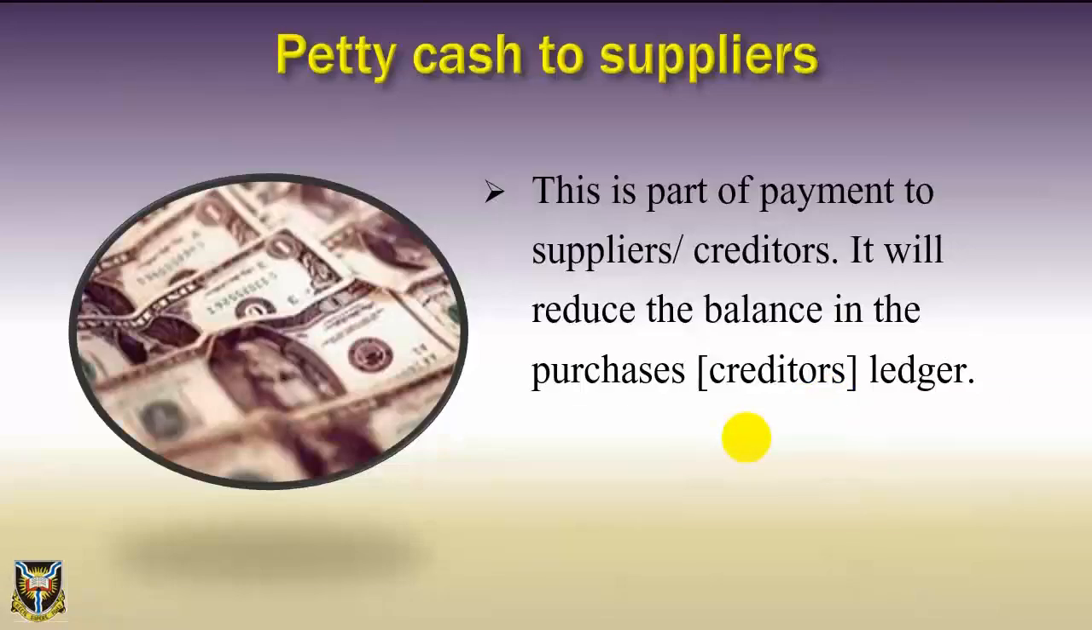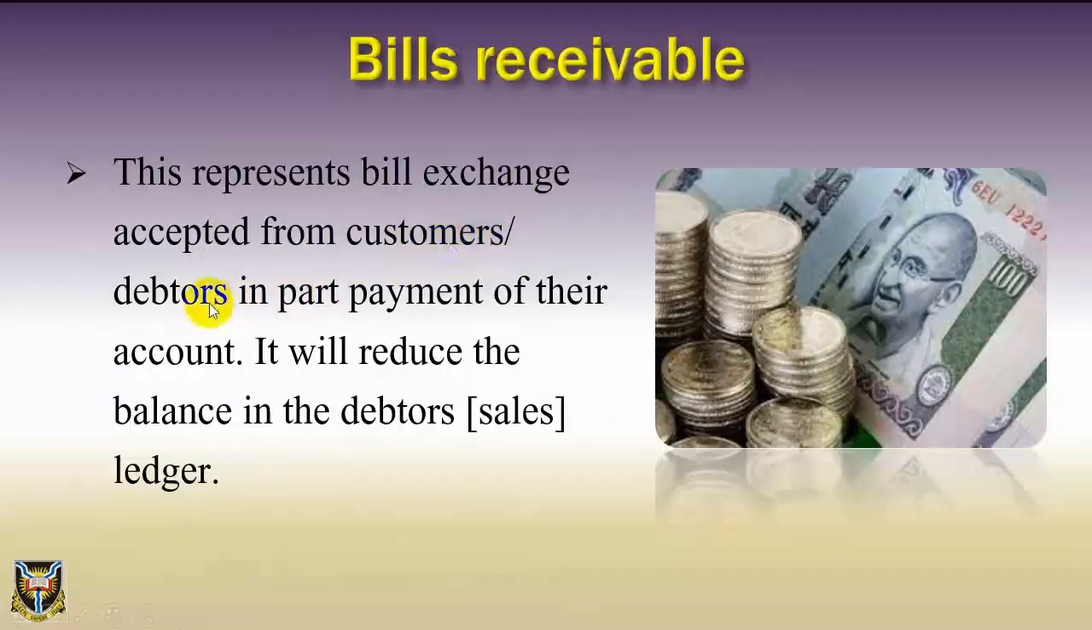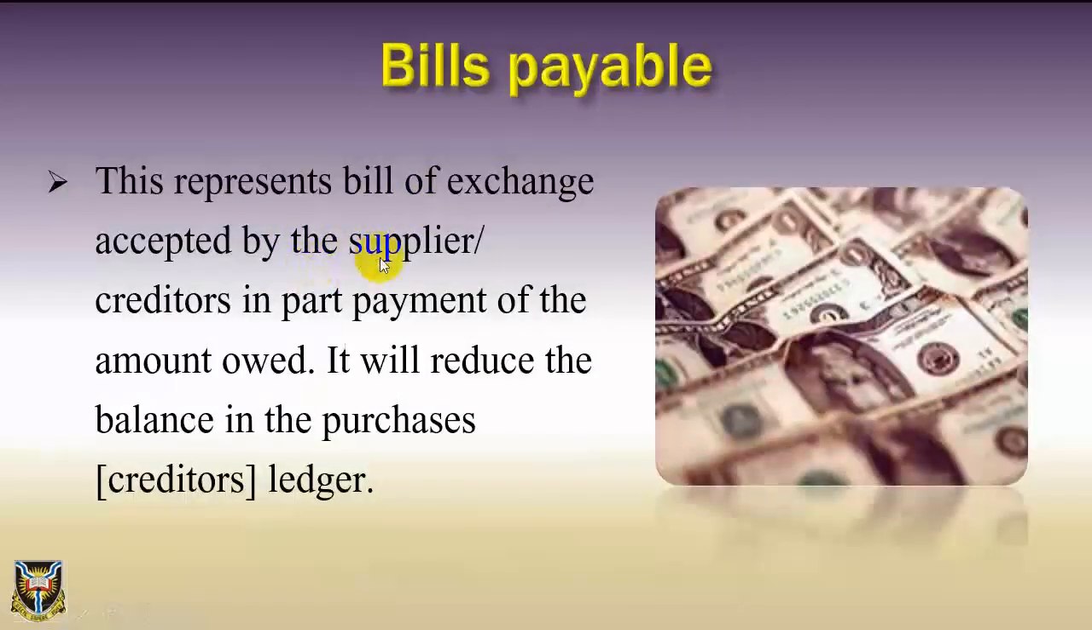Petty cash to suppliers. This is part of payment to suppliers through creditors. It will reduce the balance in the purchases creditors ledger. Bills receivable. This represents bill of exchange accepted from customers through debtors in part payment of their account. It will reduce the balance in the debtor's sales ledger. Bills payable. This represents bill of exchange accepted by the supplier to creditors in part payment of the amount owed. It will reduce the balance in the purchases creditors ledger.